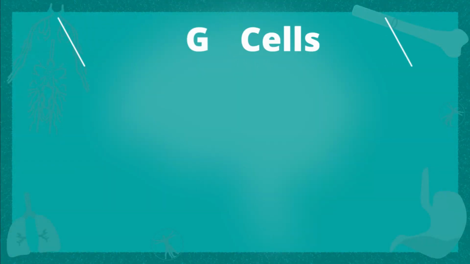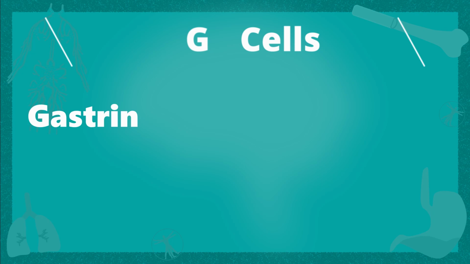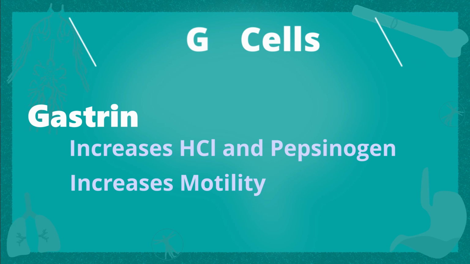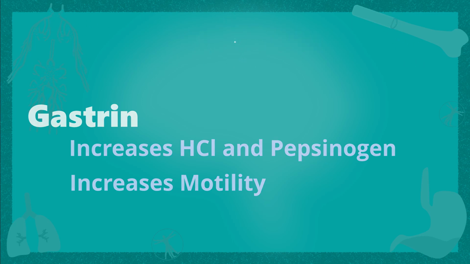Lastly, G cells produce gastrin. Now, gastrin is actually a hormone that the stomach uses to stimulate itself. Gastrin increases the secretion of hydrochloric acid and pepsinogen. Gastrin also increases the motility of the stomach, causing a mixing or a churning motion inside of the stomach.